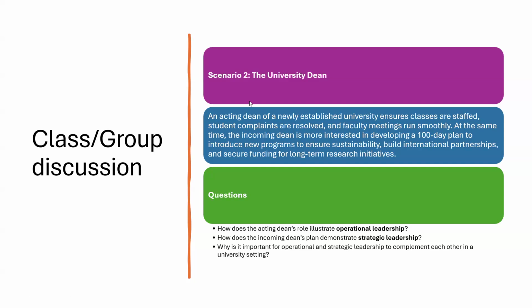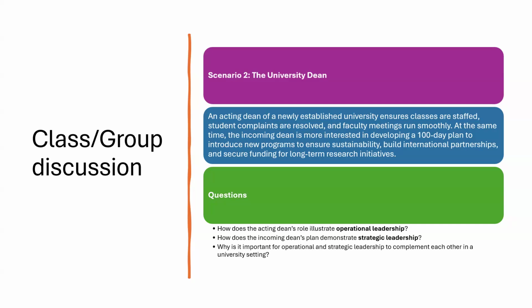Let's go ahead. Anyone to share ideas on how the acting dean's role illustrates operational leadership? Frederick, please go ahead. Okay, so the acting dean's role demonstrates operational leadership by focusing on the university's day-to-day activities and ensuring smooth operations. By this, I mean by making sure classes are properly staffed and resolving students' complaints quickly. And then finally, ensuring faculty meetings run efficiently. Okay. Thank you very much.